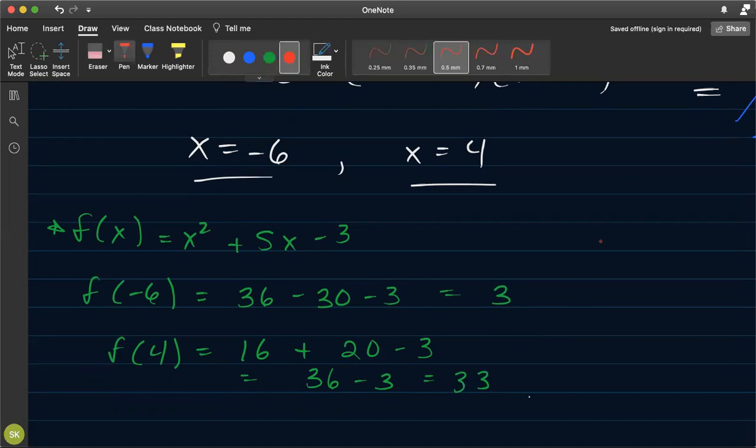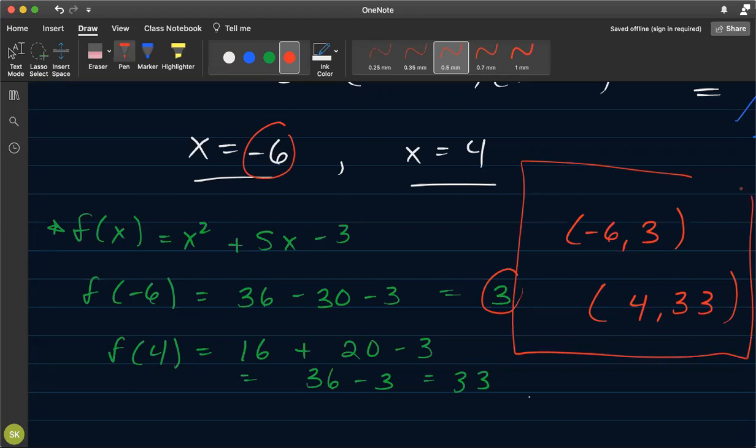So our two points of intersection are negative 6, 3, because when I plugged in negative 6, I got 3. So that's the x and that's the y value. And the other point is 4, 33. So those are our points of intersection.